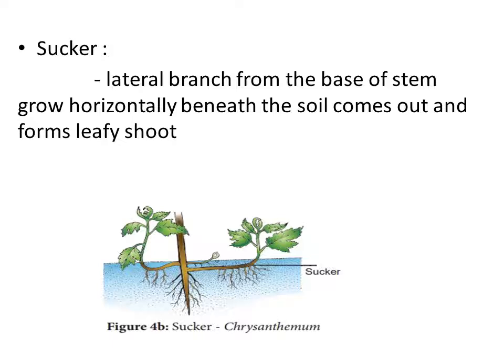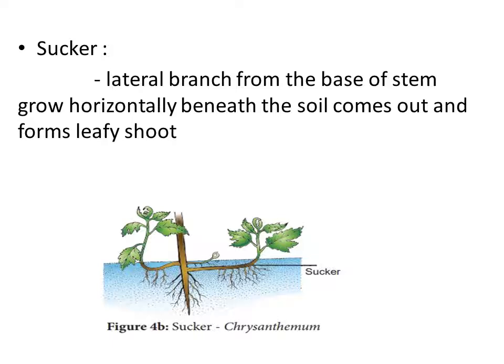Sucker is a lateral branch. So this lateral branch arises from the base of the main plant. You can find in the diagram there is a main plant present, or you can call it a mother plant. So from the base of the main plant, the lateral branch arises. That lateral branch grows beneath the soil. Right? It does not come out immediately. So that grows horizontally beneath the soil and comes out by forming the leafy shoot. So that is nothing but the new plantlet.